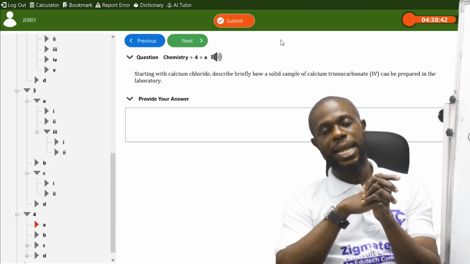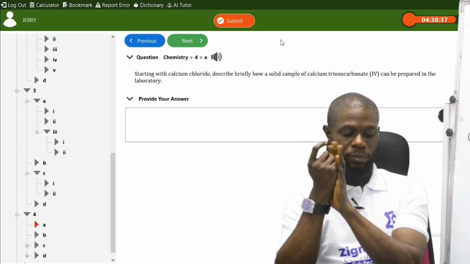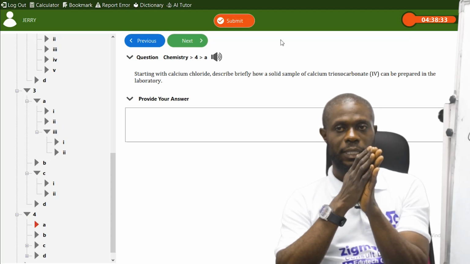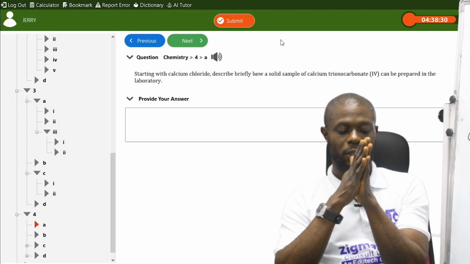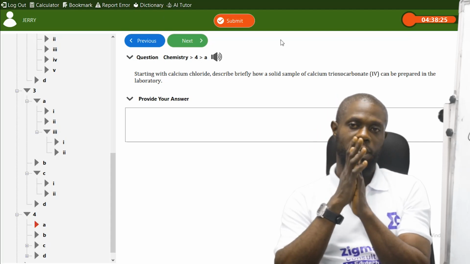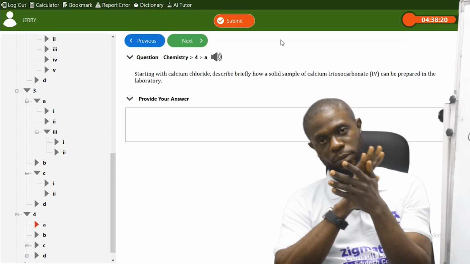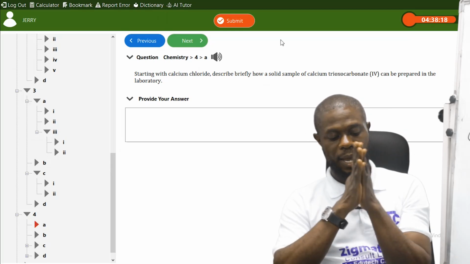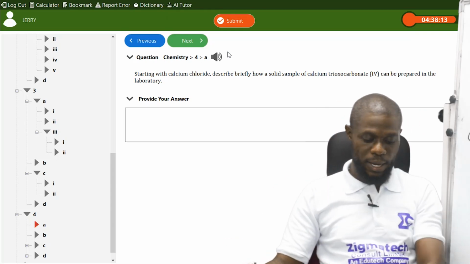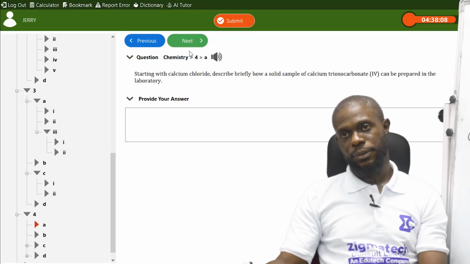Then sodium carbonate is added to the solution to precipitate. Then the calcium carbonate, which is filtered, will be washed and dried.